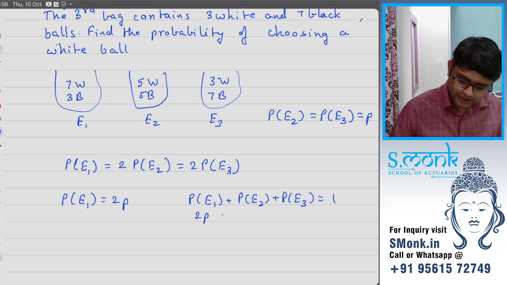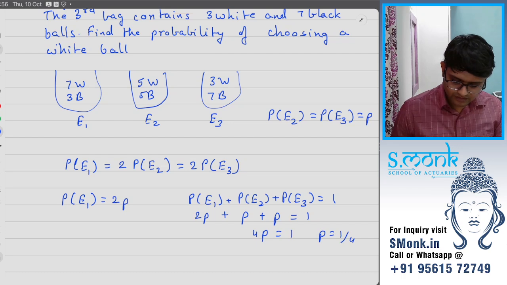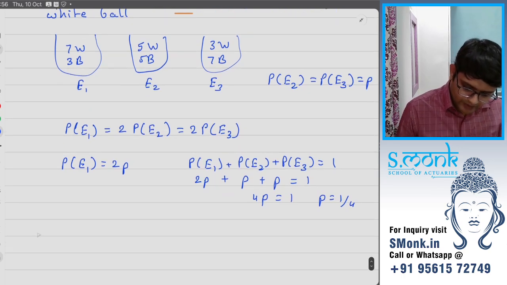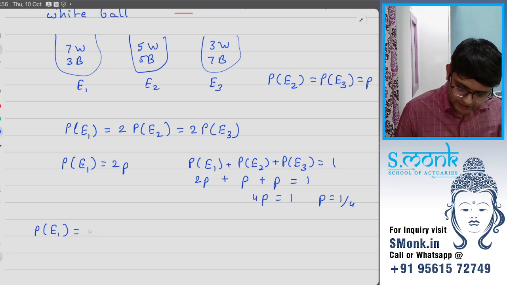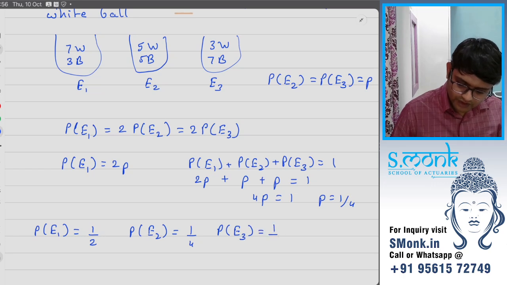So that is 2P plus P plus P. 4P is equal to 1. So clearly P is equal to 1 by 4. So now I know probability of E1 will be 2 times that, so that is half. Probability of E2 would be 1 by 4 and probability of E3 would also be 1 by 4.